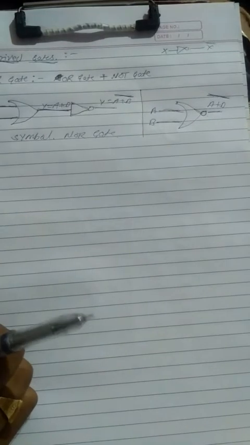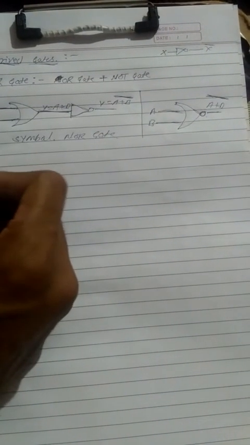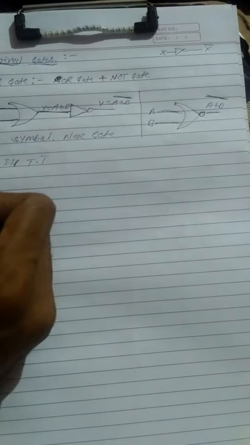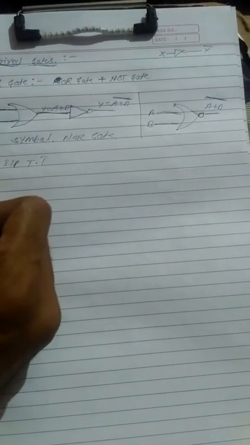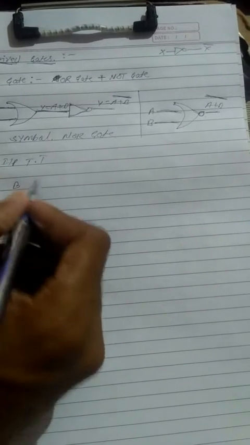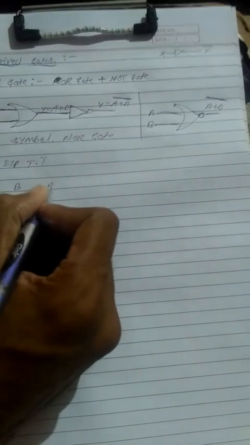Then see the truth table, how it is. I will draw here the two-input truth table. First are the two inputs A and B. A and B are the inputs. Next we take A plus B, which is the OR gate.